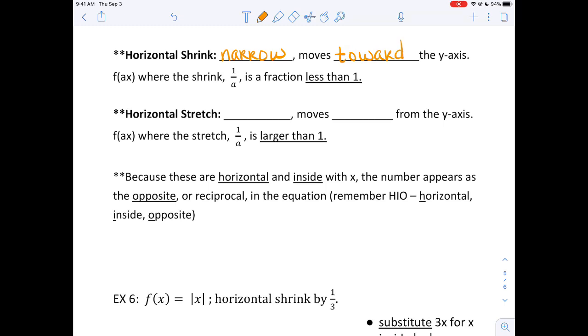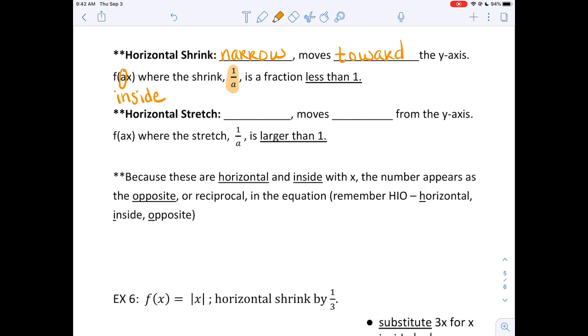We still have A representing our number, but now notice that A is inside. It's not outside of our f of x, it's right there inside with x because it's horizontal. And so our shrink that we talk about with horizontal is going to actually be the opposite of what you see inside the equation. Remember that when we're horizontal, we are inside with x and we are opposite. So the opposite of multiplying by a is dividing by a, or multiplying by its reciprocal.